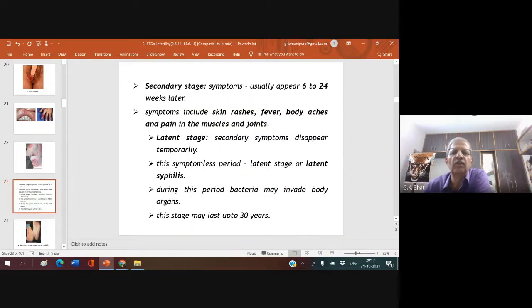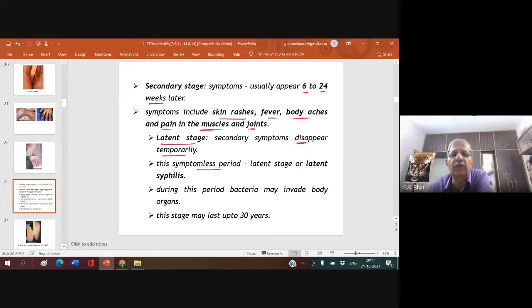Second stage. Symptoms usually appear 6 to 24 weeks later. That means 1.5 months to 6 months. Symptoms include skin rashes, fever, body aches, and pain in the muscles and the joints. So these second stage symptoms, we also call it later stage. Second stage symptoms disappear temporarily. Again, I am telling, they disappear temporarily.